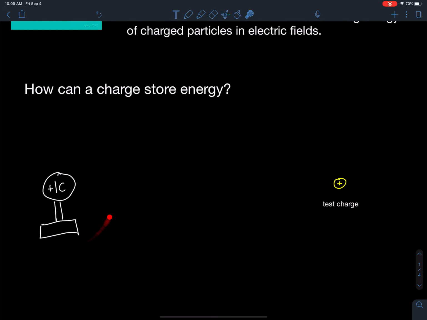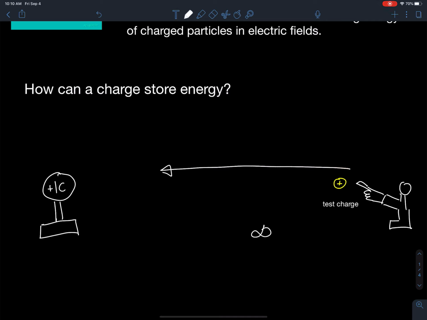So here I've charged a sphere with positive 1 coulomb using inductive charging. We've made it positive 1 coulomb. And if I take a small test charge at, let's say, an infinite distance away, that charged particle is barely feeling any force from that positive 1 coulomb charge. But then if I come in and take my finger and push that charge towards this object, that charge is going to start to experience a force.